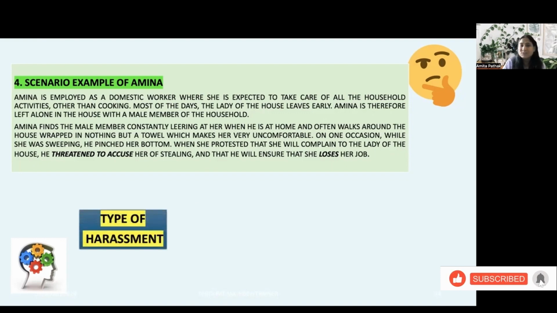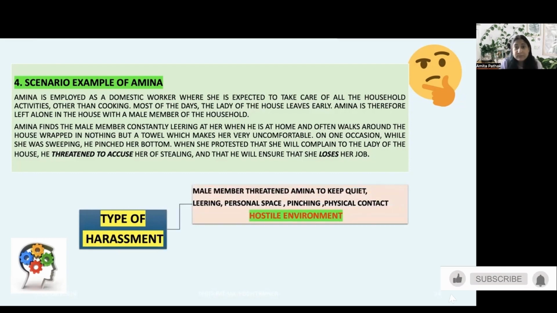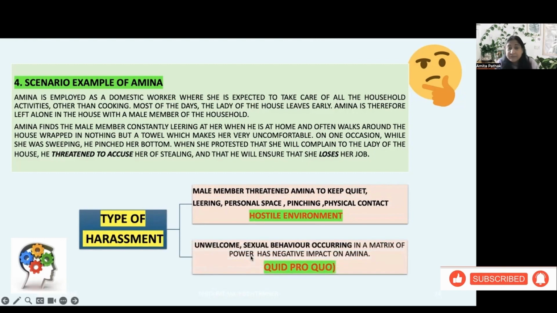So, dear friends, what type of harassment is this? Let us understand this. The male member threatened Amina to keep quiet. He was leering. He was entering into her personal space. He was physically touching her, pinching, and also threatening Amina. So this is unwelcome sexual behavior occurring in a matrix of power and has a negative impact on Amina. So this is quid pro quo type of harassment as well as hostile environment. Because pinching, entering into the personal space, physical contact, making Amina uncomfortable, is unwelcome behavior. That is hostile environment.